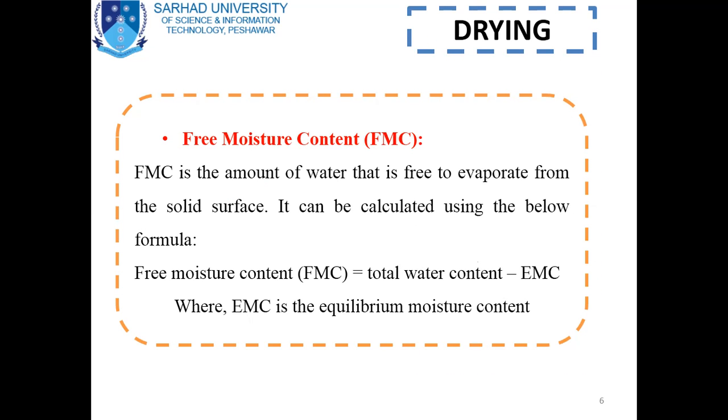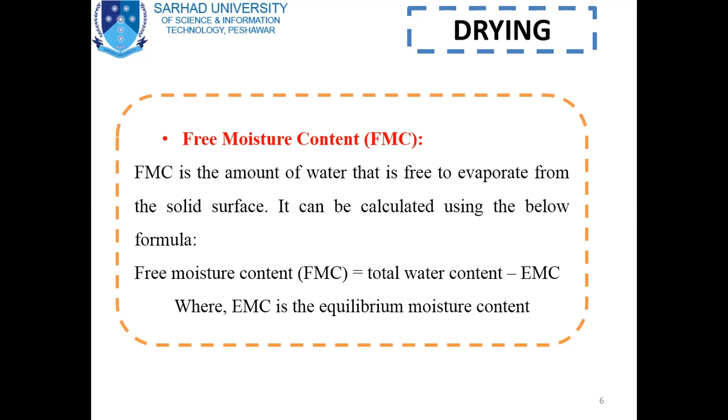Another terminology that is used in the drawing process is free master content, abbreviated as FMC, which can be defined as the quantity of water that is free to evaporate from the solid surface. If we are going to draw a solid, and the solid contains water, and that amount of water is free to evaporate, that will be termed as free master content.